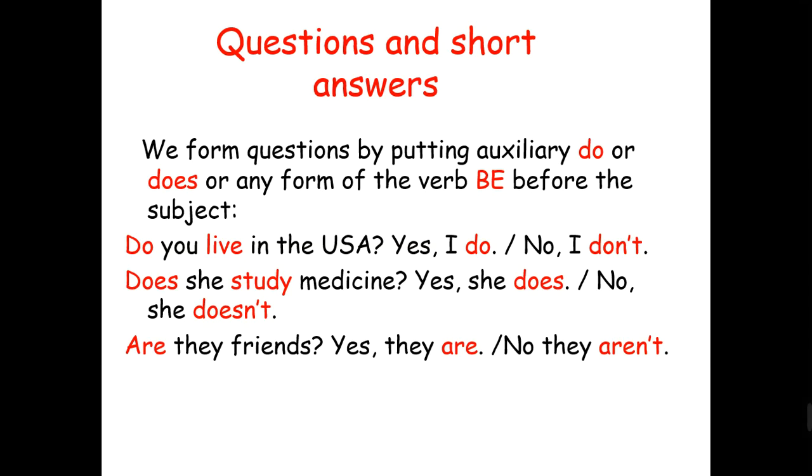We form questions by adding or putting the auxiliary verb do or does, as I said, according to the subject, or any form of verb be before the subject. Let's see an example. Do you live in the USA? This is a question, and we started the question with do.